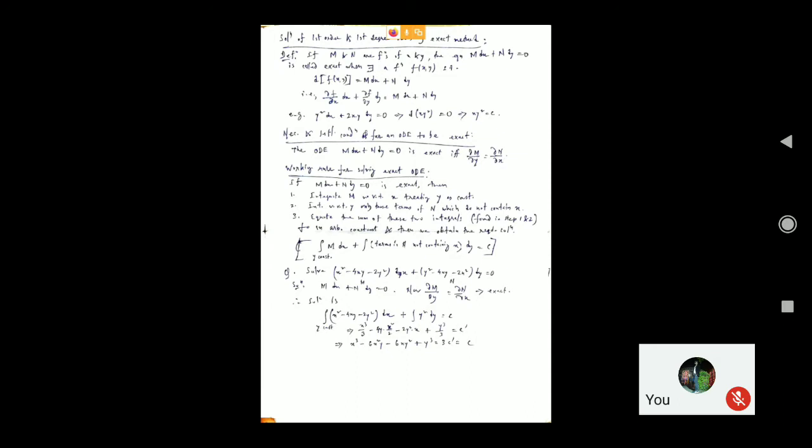Whenever you have any question, you raise it. So now let us discuss some methods of solution: the solution of first order and first degree differential equations by the exact method.